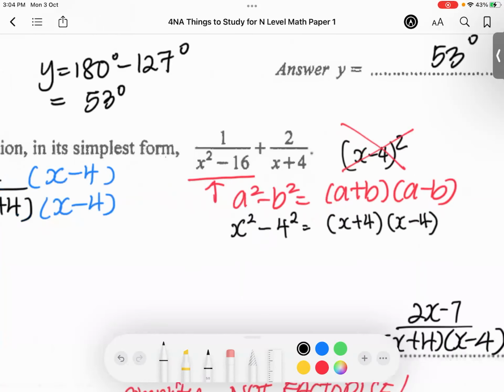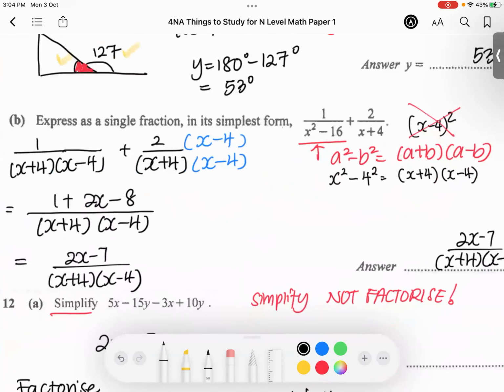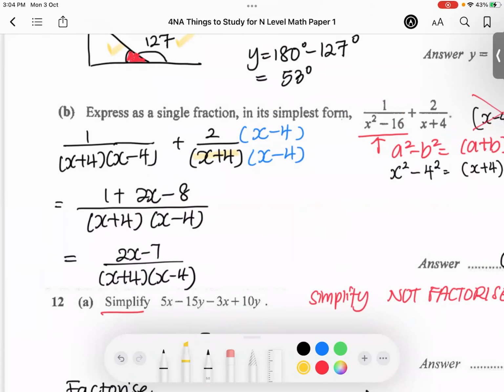Factorizing this, then you realize that this side over here, I only got x plus 4. What is missing? The x minus 4 is missing. So I add in the x minus 4, x minus 4. Then simplify your answer.